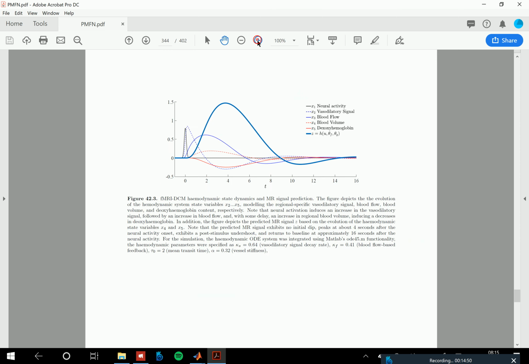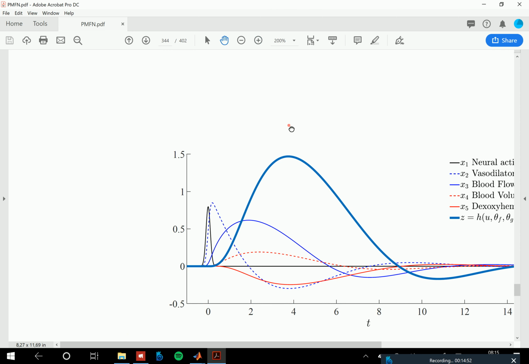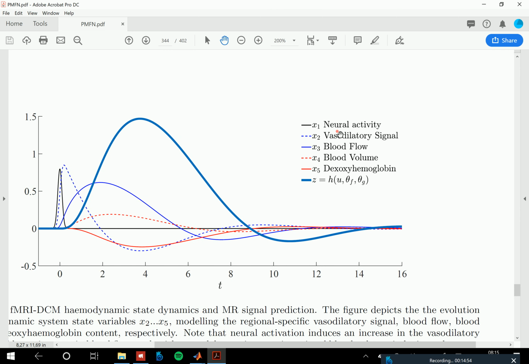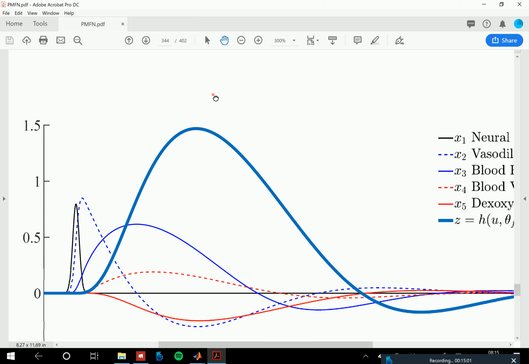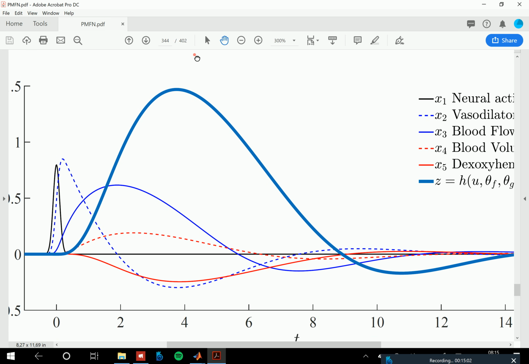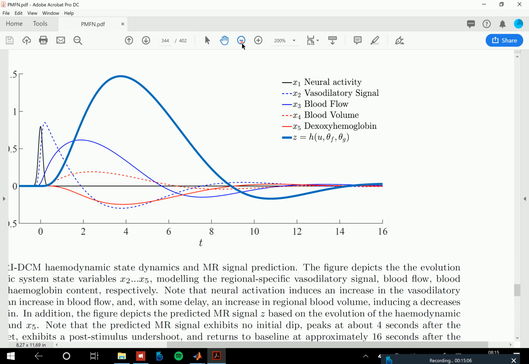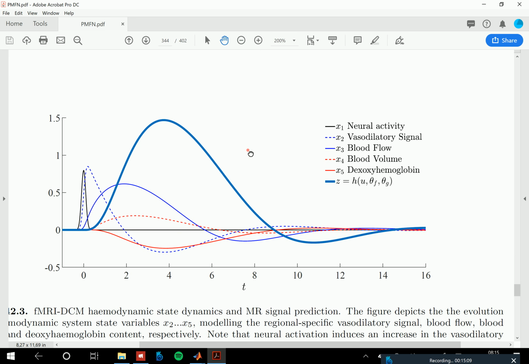So what I plot here are all the hemodynamics, and we will get to all of them. Currently, we have had a look at the neural activity. The neural activity I here describe just by this bump here at time 0. So it's a Gaussian bump again, if you want. So this is neural activity.